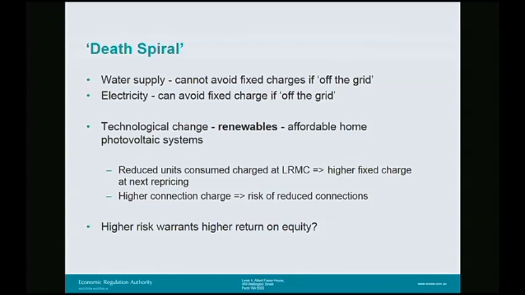So bringing this back to equity beta, higher risk warrants higher return on equity. That's what they propose, or was often proposed. Investors might not invest otherwise if this is going to be the situation. Those are the arguments that are put forward.